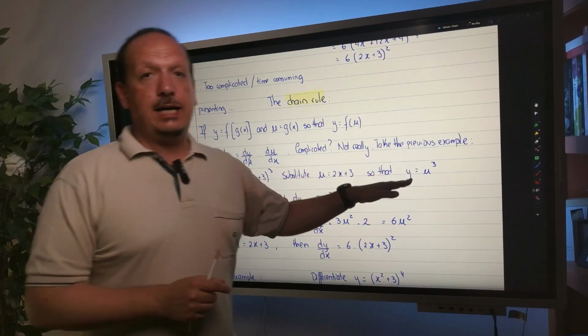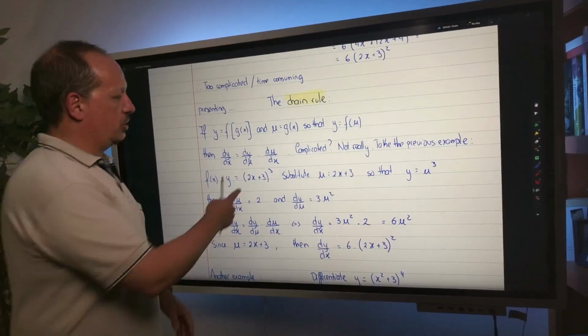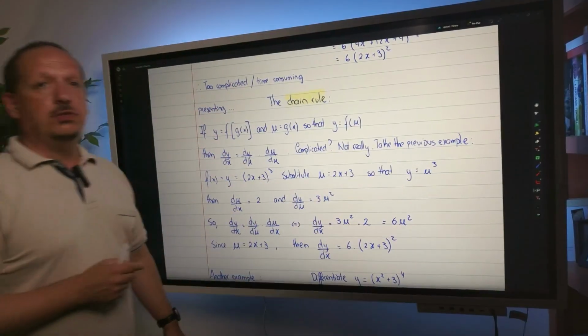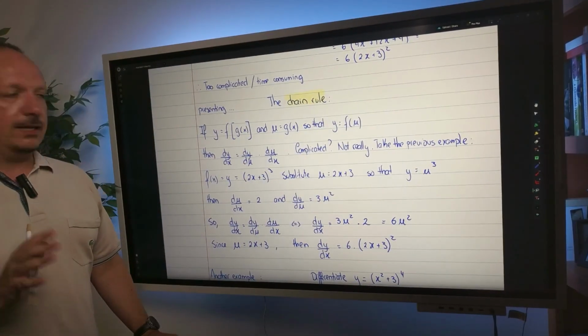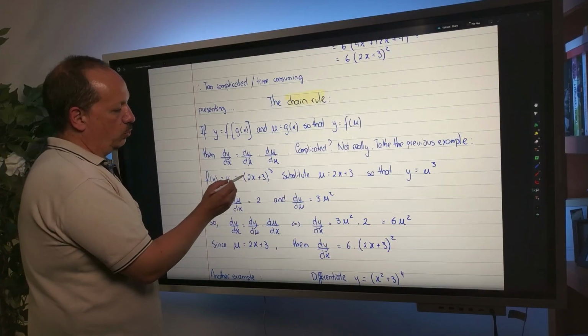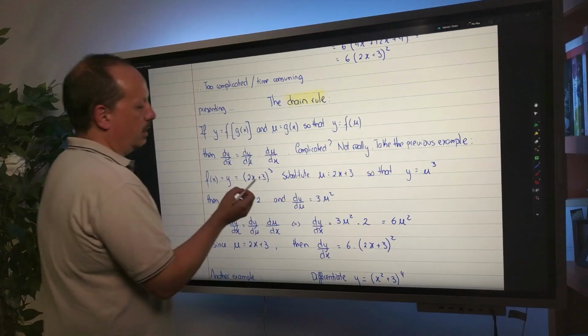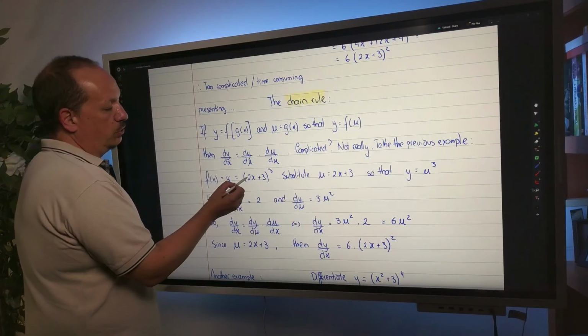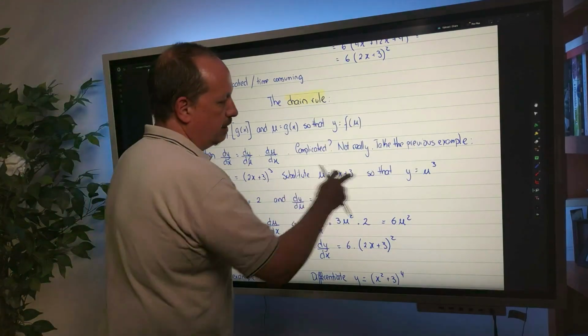And your y is going to be what now? It's just going to be u cubed. Again, if this is u, then y is going to be equal to u cubed. And u is going to be equal to 2x + 3. That's the only thing that I have here.